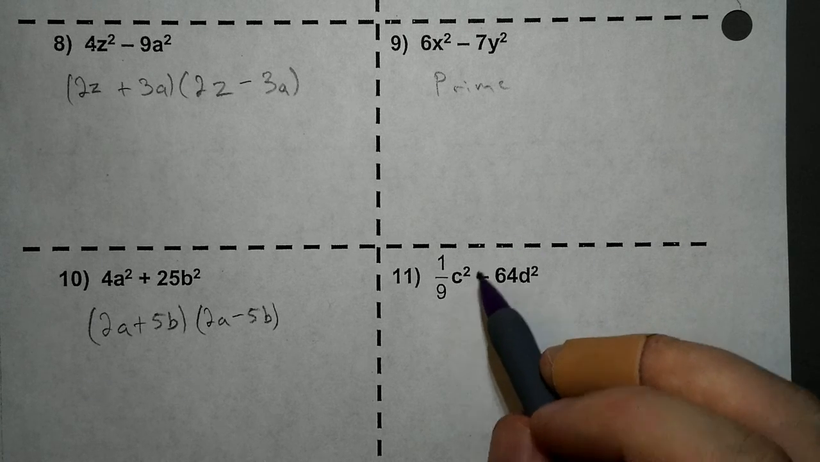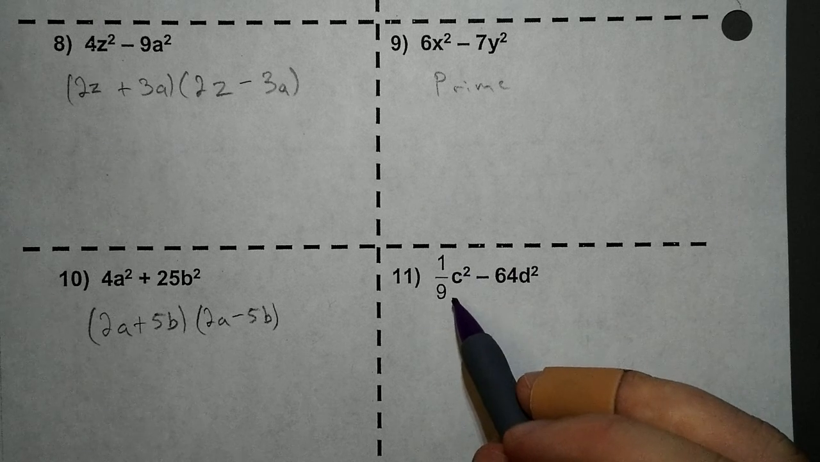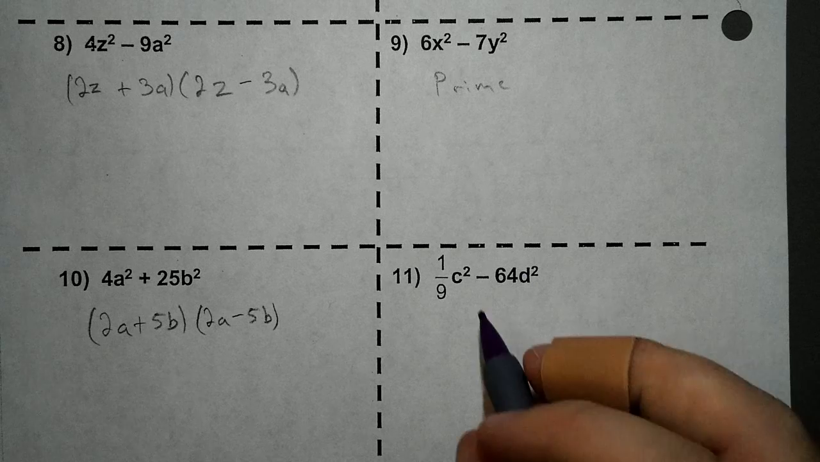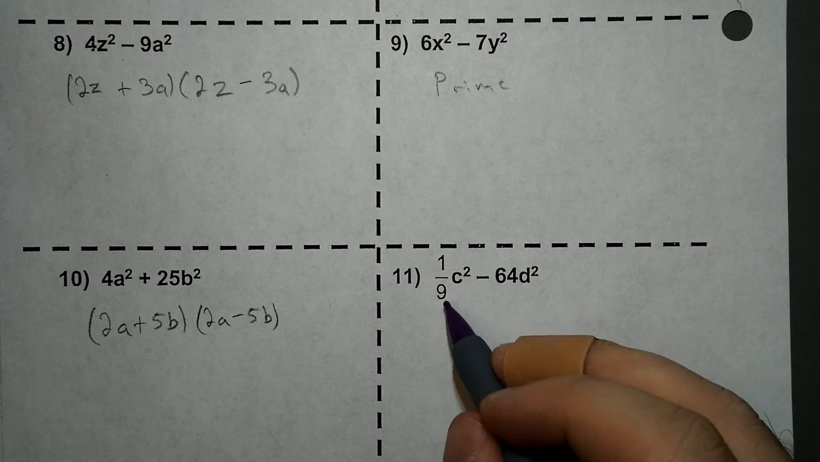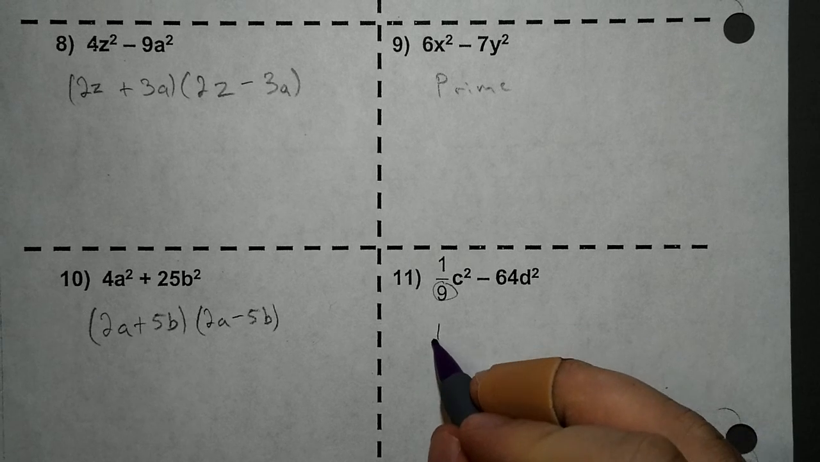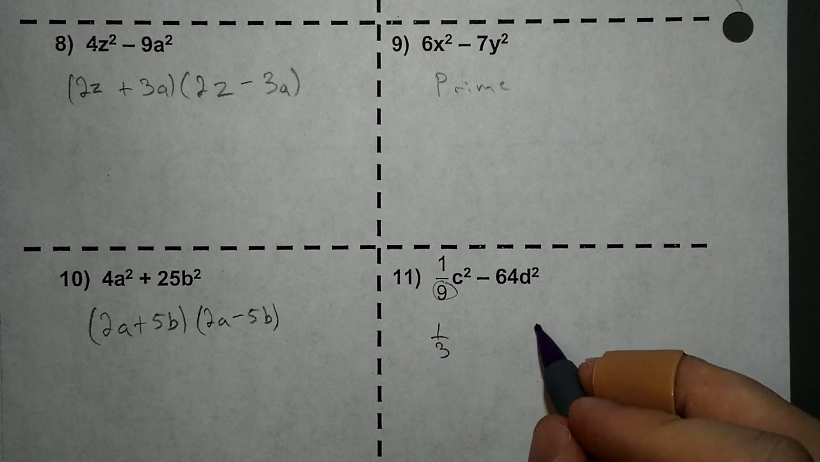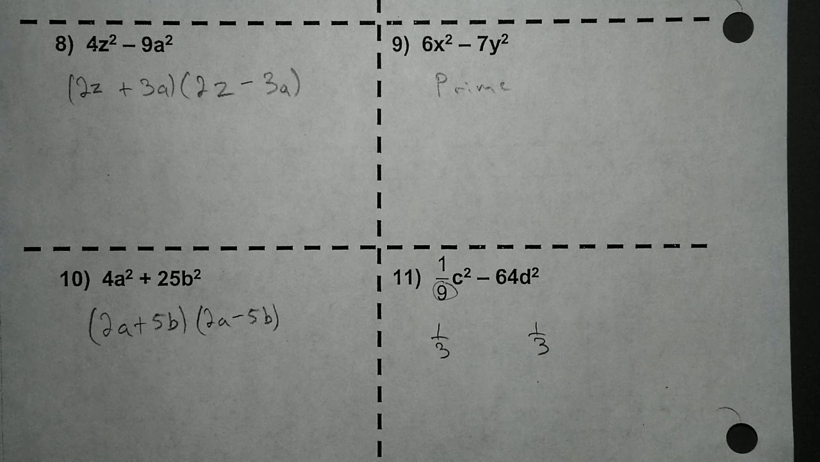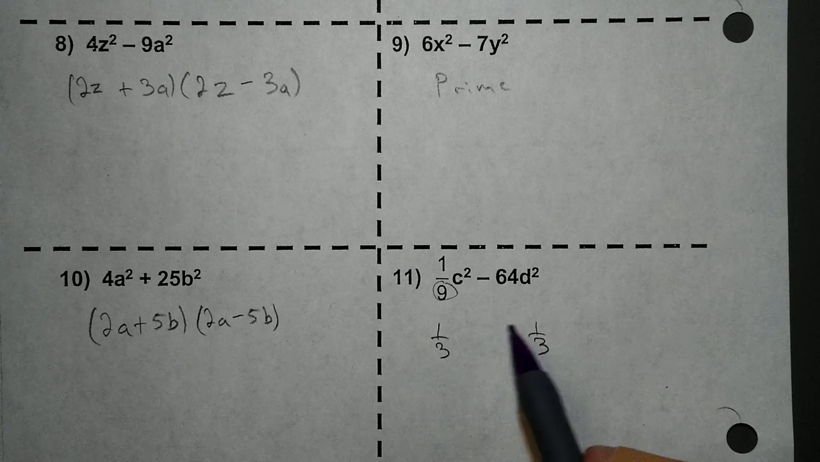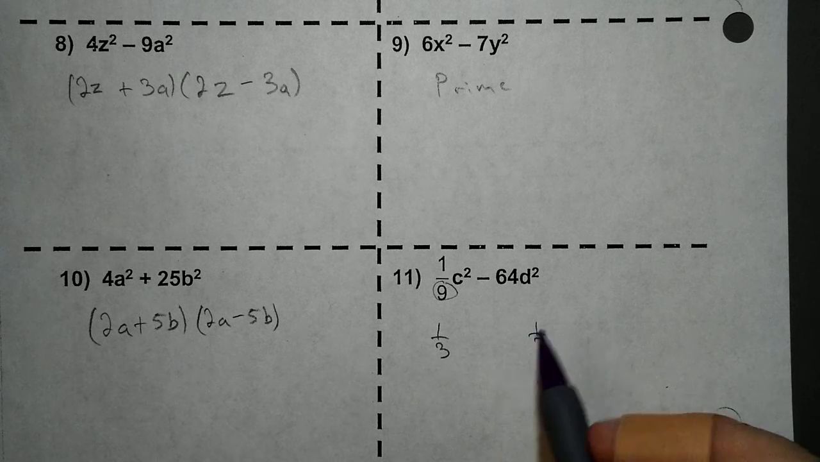Now, on number 11. I've got 1/9 c squared minus 64d squared. We can factor 1/9 because this 9 is a perfect square. What you're going to have to do is 1/3 times 1/3. So when you multiply fractions, multiply the top, multiply the bottom. 1 times 1 is 1, 3 times 3 is 9.